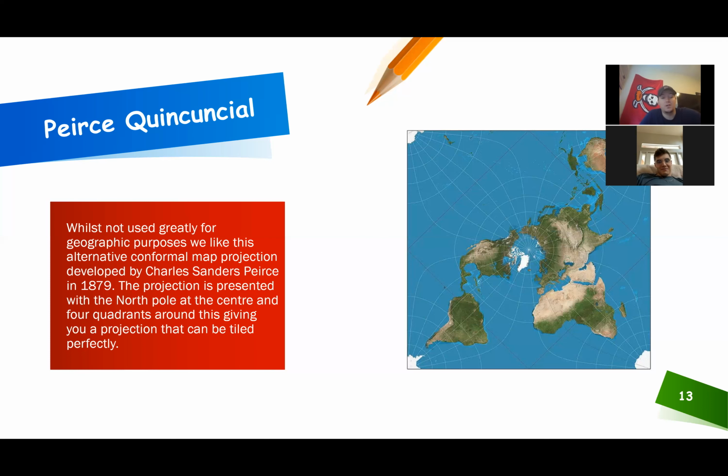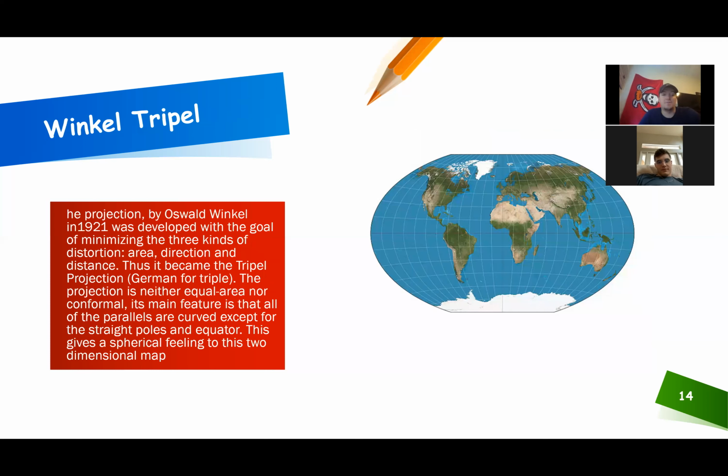And then this final one is known as the Winkel tripel. This is a modified azimuthal projection. It was created by Oswald Winkel in 1921 and was developed with the goal of minimizing the 3 kinds of distortion, which are area, direction, and distance, as we've seen throughout several of these. This is somewhat similar to the Robinson map we saw before, but this allows all the parallels to be curved, where that wasn't really so before. The horizontal ones were still straight.